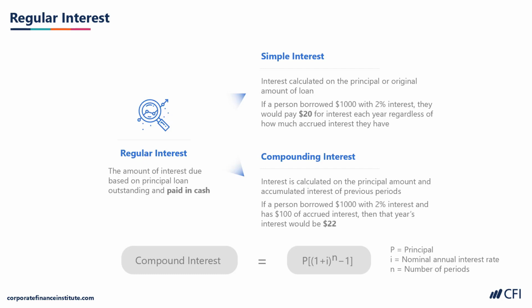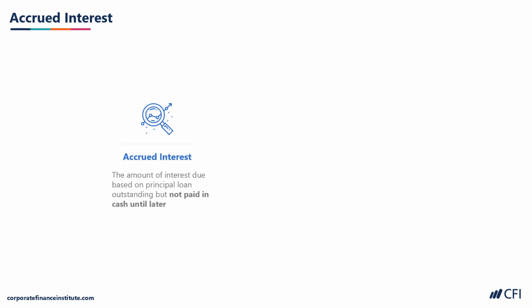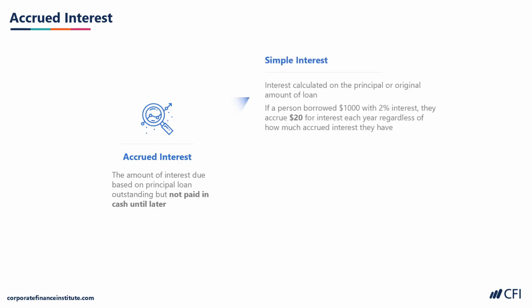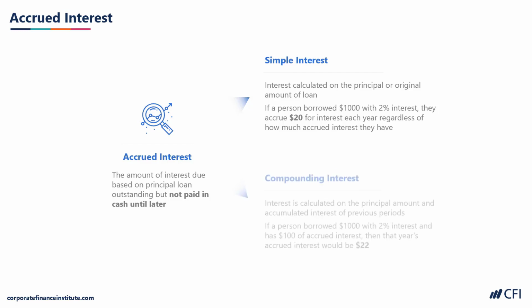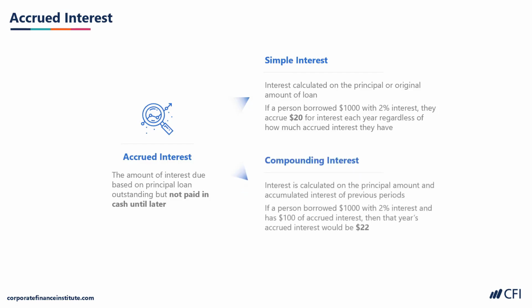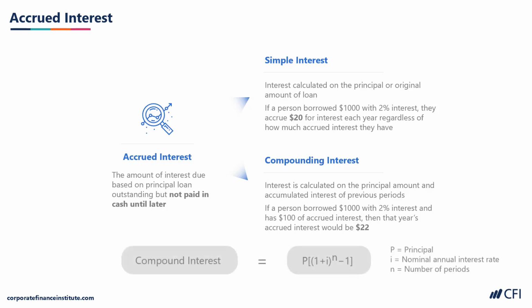Then there is accrued interest. With accrued interest, the same interest calculation is made as regular interest, but it's not actually paid until later. The amount that's owed from the borrower to the lender is not actually paid until later. There are two types of accrued interest. There is simple interest, just as with our previous example, and then once again there's compound interest. So really the difference between simple and accrued is that accrued continues to be owed to the lender over time, whereas regular interest is paid as you go. And both regular and accrued interest can be simple or compounding.